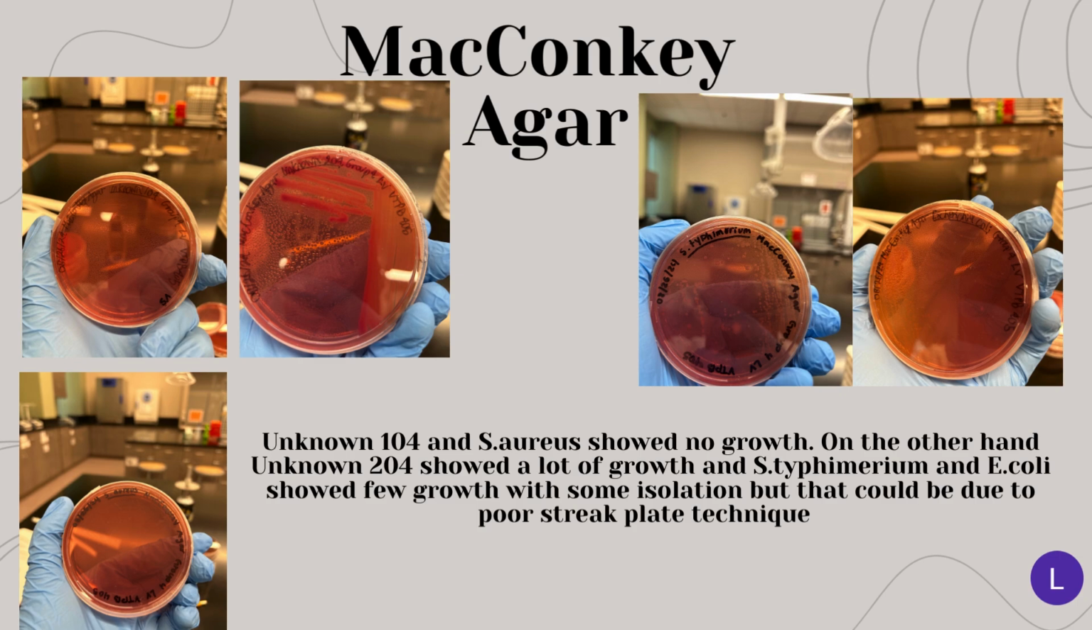On this slide, we will be talking about the results for the MacConkey agar. We can see that unknown 104 and S. aureus show no growth at all, which can slightly tell us that they're gram-positive bacteria that are being inhibited by the bile salts and crystal violet. On the other hand, we can see how unknown 204 showed a lot of growth. If you zoom in a little, you can see the pink on that one.